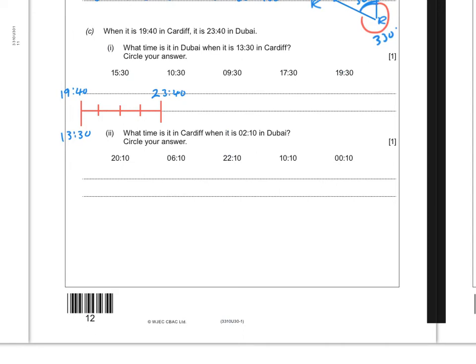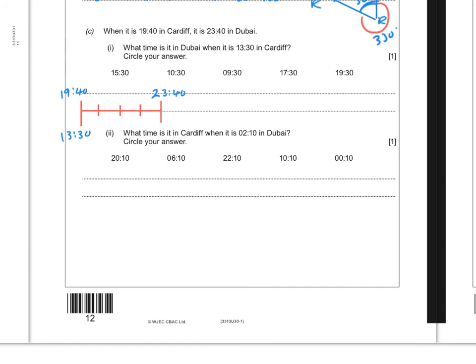For part C, we've been told that when it's 19:40 in Cardiff, it is 23:40 in Dubai. So it's 20 to 8 in Cardiff, 20 to 12 in Dubai. What is the time in Dubai when it is 1:30 in Cardiff? So first of all, we need to work out that time difference. So nice and easy actually. So from 20 to 8, 20 to 9, 20 to 10, 20 to 11, 20 to 12.